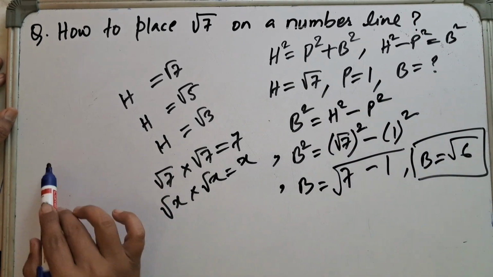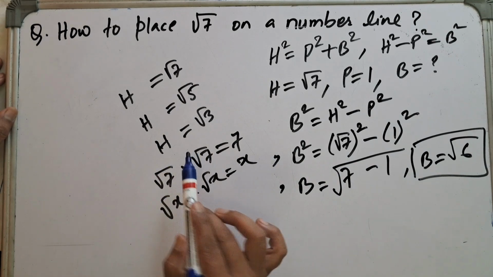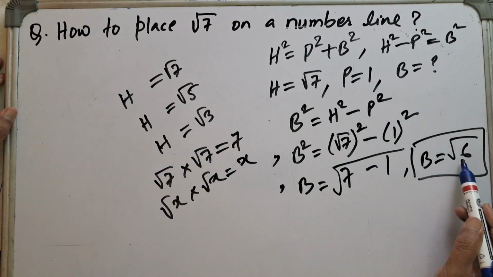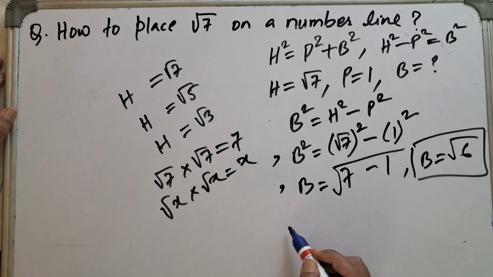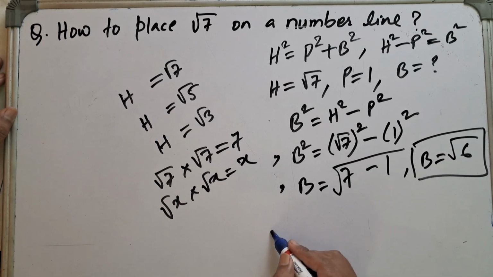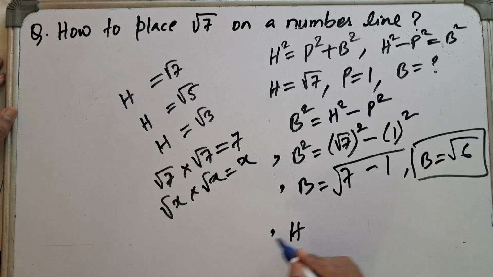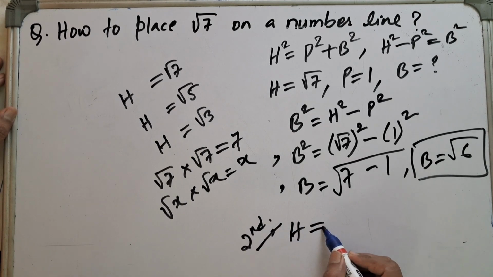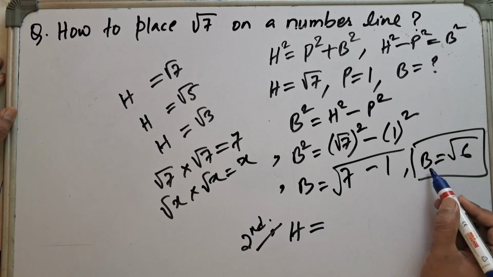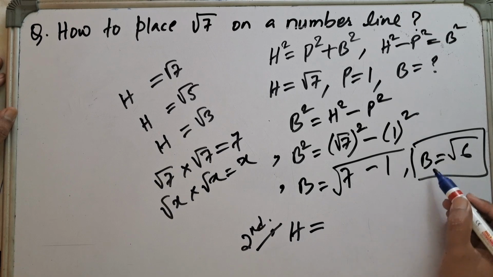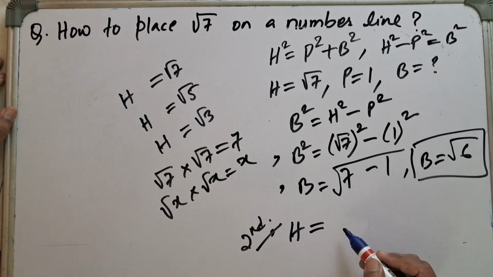But we cannot place root 6 on a number line. So what we do is, we assume this base as new hypotenuse, okay? And we are going to continue this until we get base as proper number. Proper number means the number without root, okay? Now we assume this is second case. We assume new hypotenuse as root 6. This base is taken as hypotenuse for the second case.